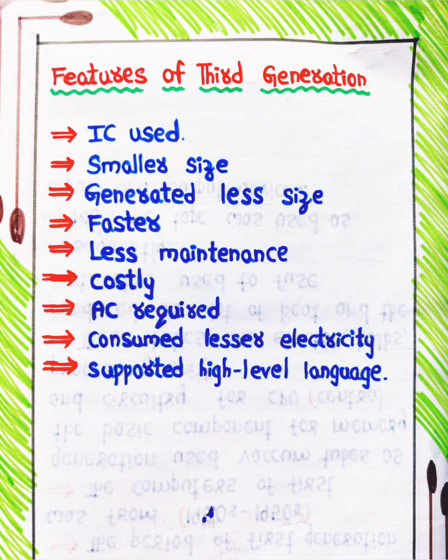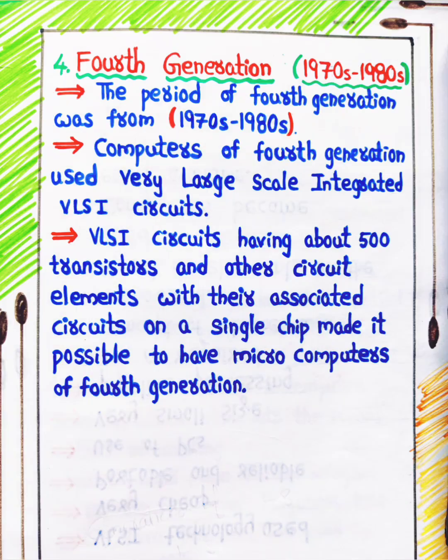Features of third generation: IC used, smaller size, generated less heat, faster, less maintenance, costly, AC required, consumed lesser electricity, supported high level language. These are some features of third generation of computers.